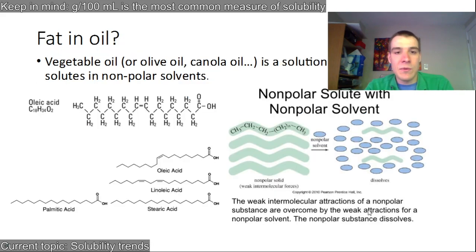And so we have this rule. The rule is on the next page. What about fats and oils? Fats will dissolve in oils.